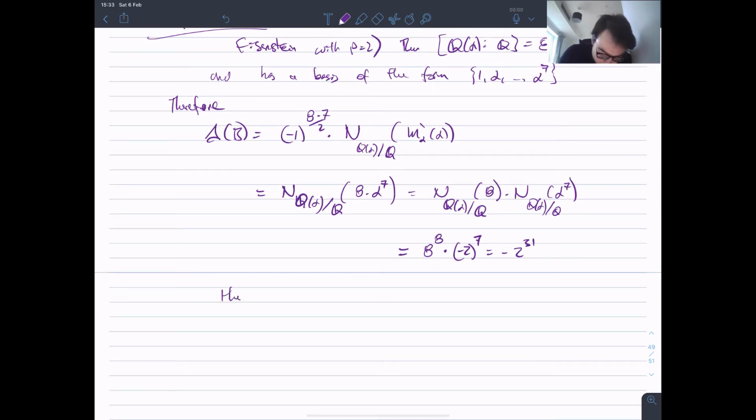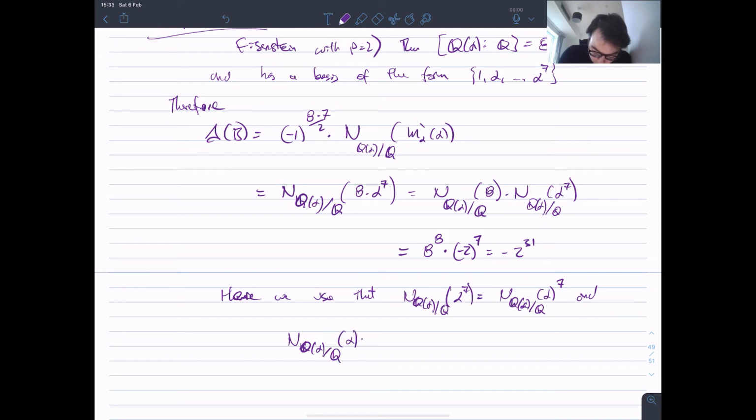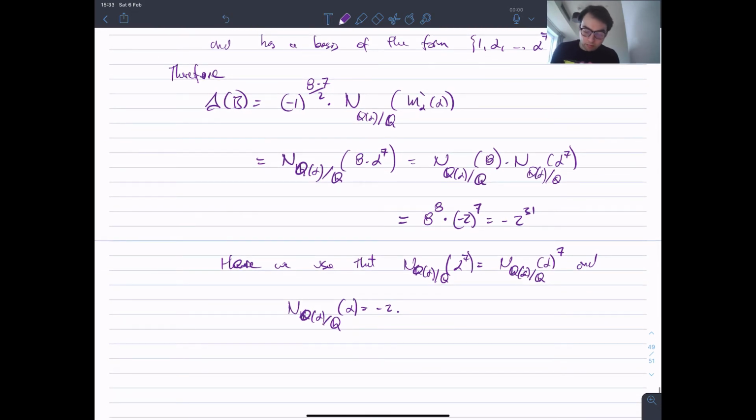Here we use that the norm of alpha to the 7, and that the norm, keep on the right K, of alpha equals minus 2. Cool. So that was an easy example to do, and all you need to do is be able to compute norms of elements.